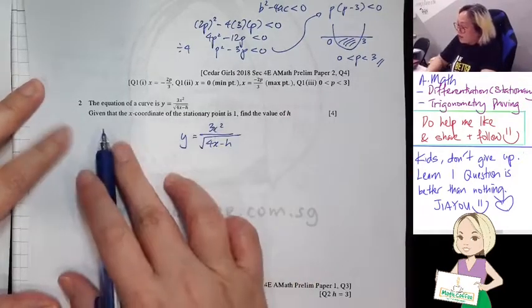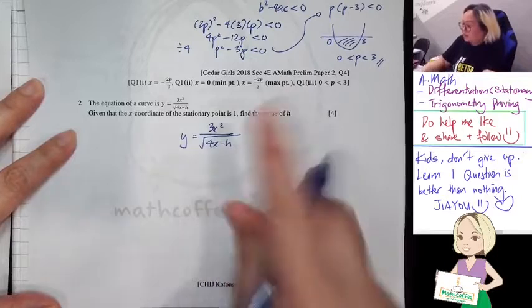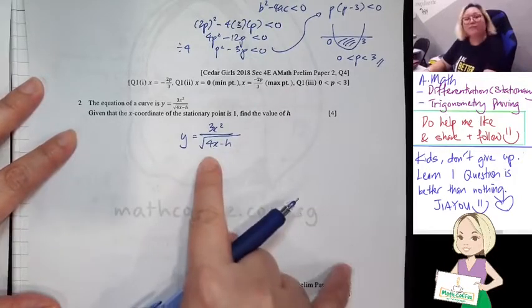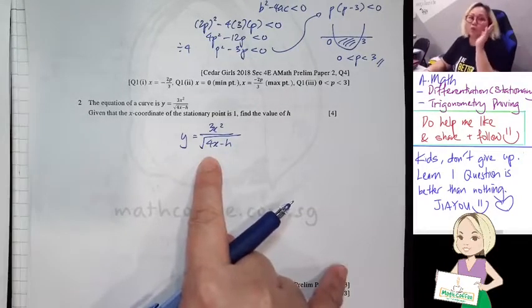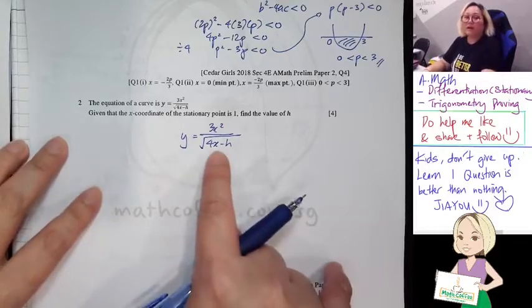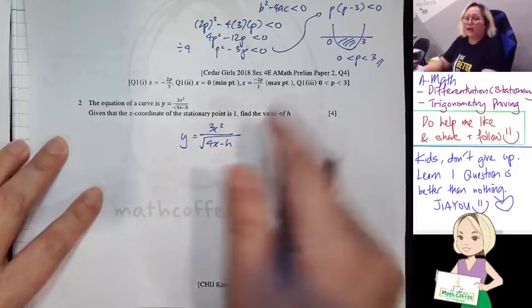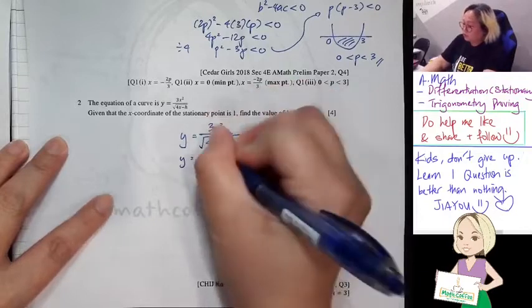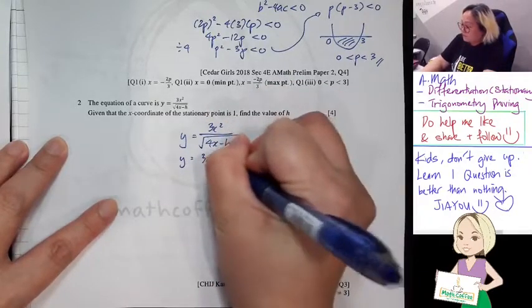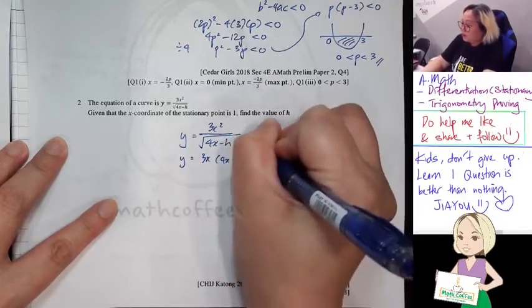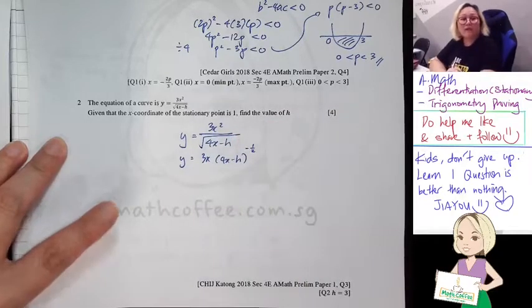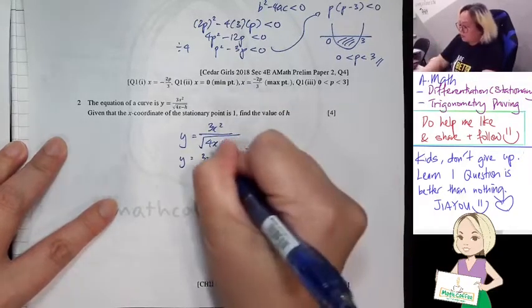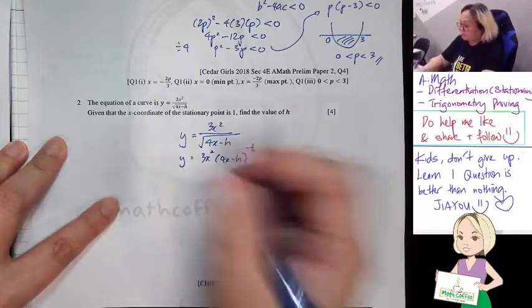Okay, so after that, we're going to do our dy dx. This one, I will choose to use product rule, but it's a fraction now, right? But it's okay, I can bring it up. So we can change this to 3x squared, 4x minus h to the power of negative half. Then I'm going to use our product rule.